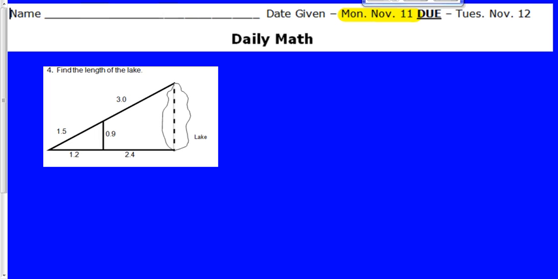If you look at tonight's homework, Monday, November the 11th, number 4, find the length of the lake. Okay, there's a lot of information on here. First, we've got to see what we're looking for. So we're looking for this back side here. The same side we need to compare it to, or the information we need, is this other side here, comparing it with the 9/10.